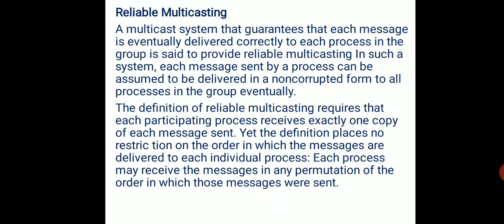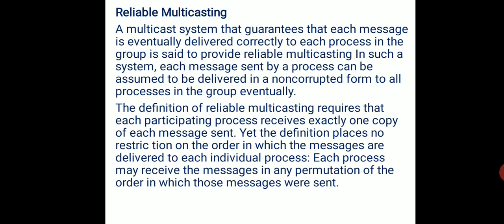The next one is reliable multicasting. A multicast system that guarantees that each message is eventually delivered correctly to each process in the group is said to provide reliable multicasting. In such a system, each message sent by a process can be assumed to be delivered in a non-corrupted form to all processes in the group eventually. So in reliable multicasting, the delivery of the message is guaranteed.